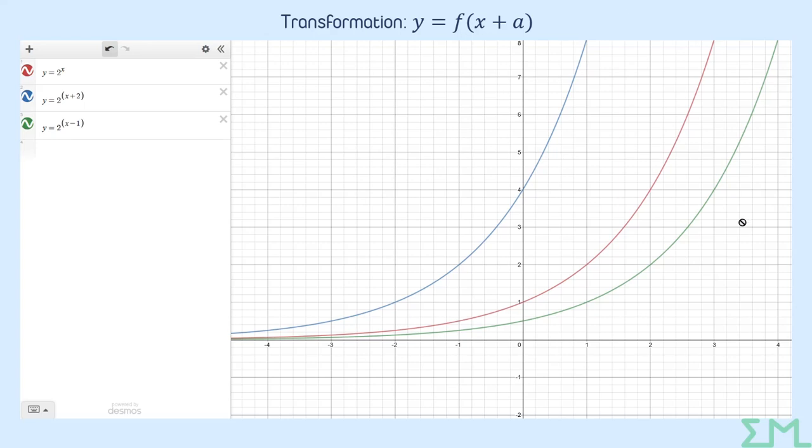Okay, now we've got a couple more to do. We've got the same thing but inside the function now. So this is another translation, and it's going to be by the vector. Now 0 on the y's because it's inside the function, so it's x values only. And because it's inside the function, it does the opposite to what we'd expect. So it's negative a at the top there. So if it's plus 2, for example, we would move 2 units to the left. That's the example I've got here, f of x plus 2, 2 units to the left.